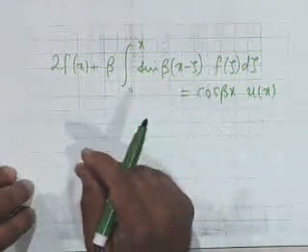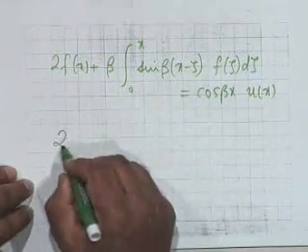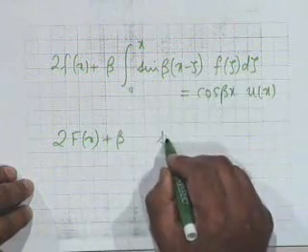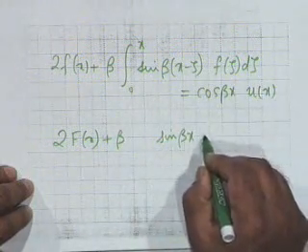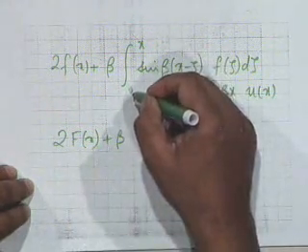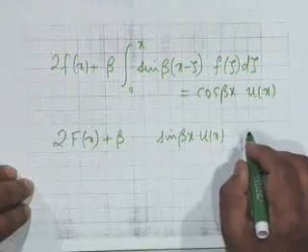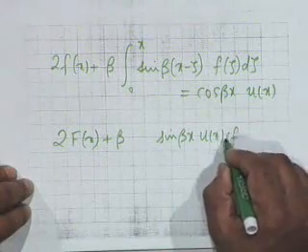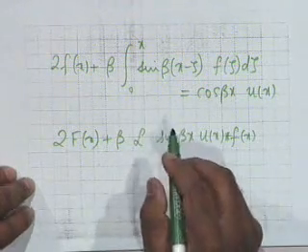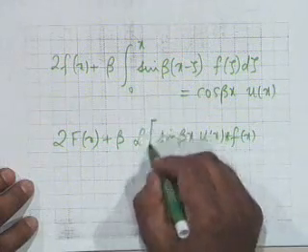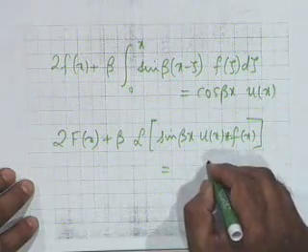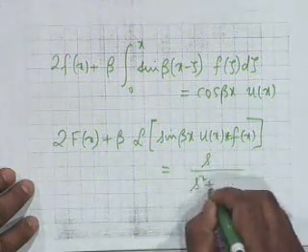Well, two-sided or one-sided, it doesn't matter. So 2 f of x plus beta, now this is the convolution of sine of beta x u(x), this is important. Why this u(x)? Because of the limits 0 to x, then f of x. Laplace or Fourier? Laplace. I said Laplace, okay. And the right hand side, cosine beta x u(x), is given as s divided by s squared plus beta squared.